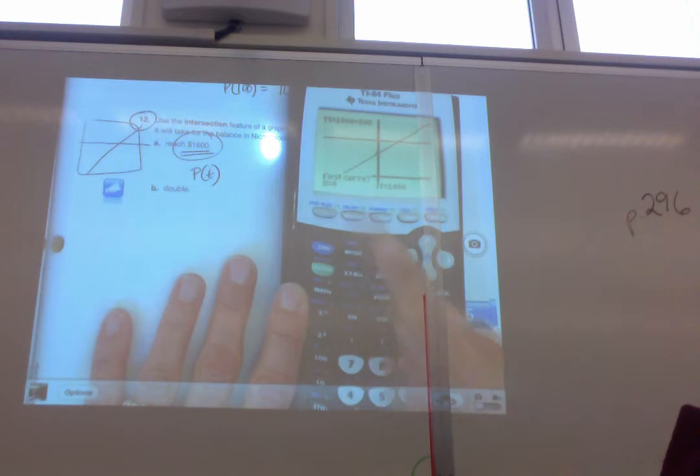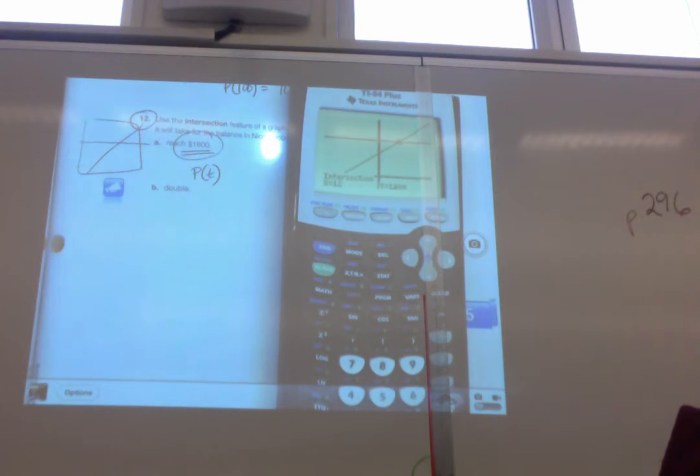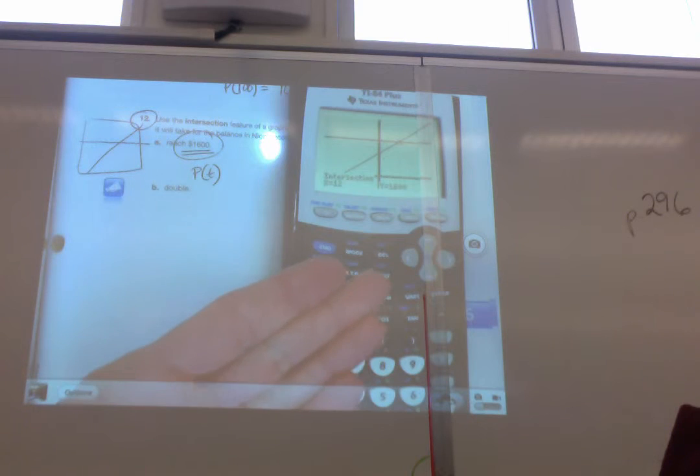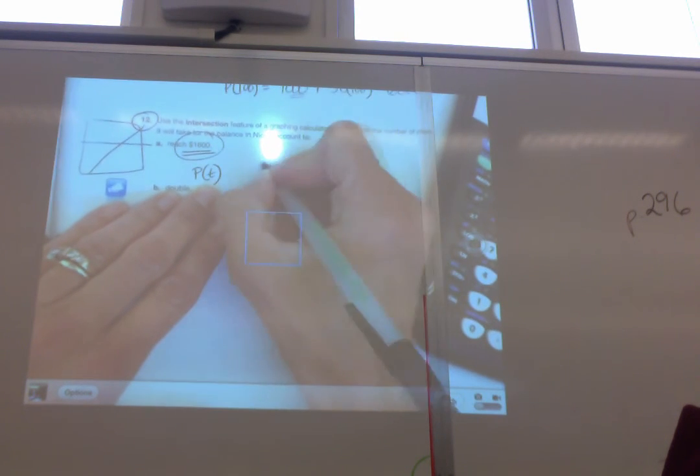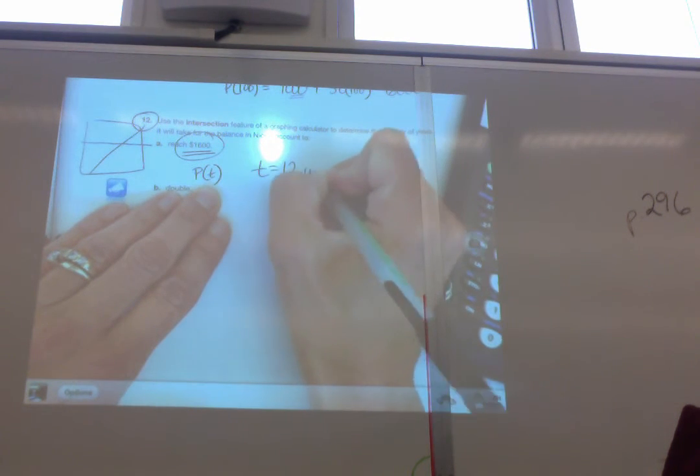Push enter. See the word first curve? I see it. It says first curve. Good. Push enter. See the word second curve? Push enter. You see the word guess? You've got to look on the calculator too. Someday you're going to do it on your own. Guess. What do you think we're looking for? The answer's there. What do you see? 12. 12 what? T equals 12 years.